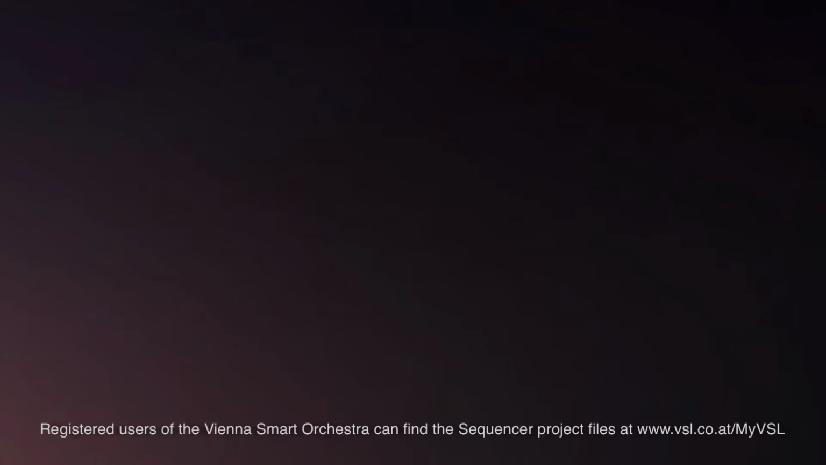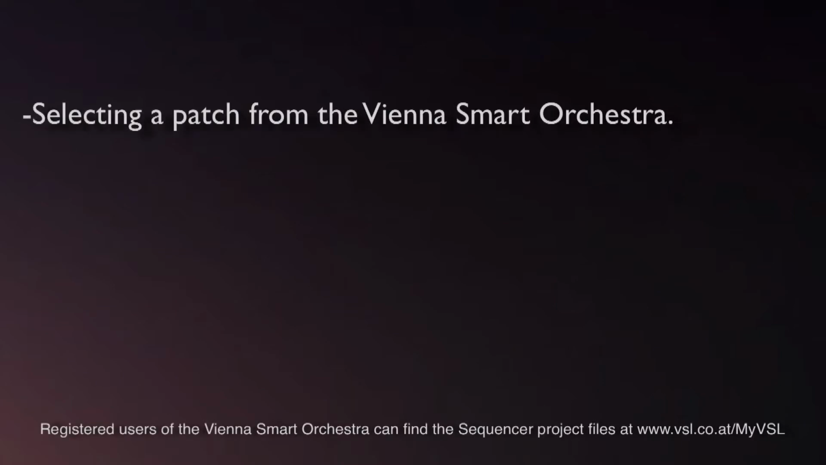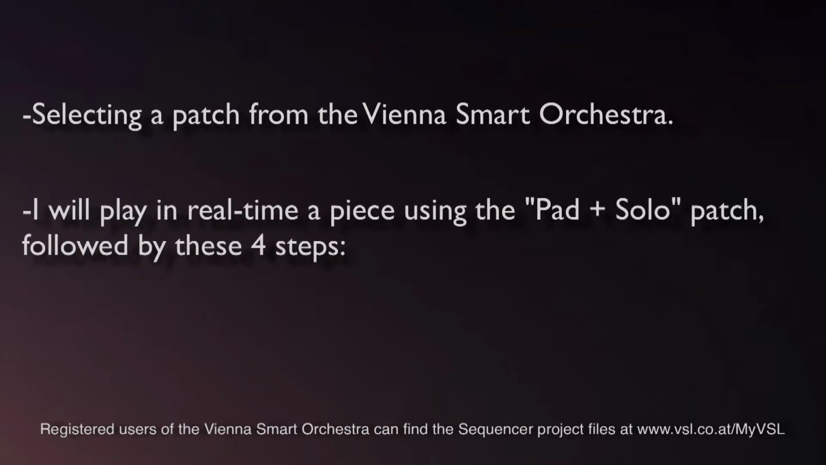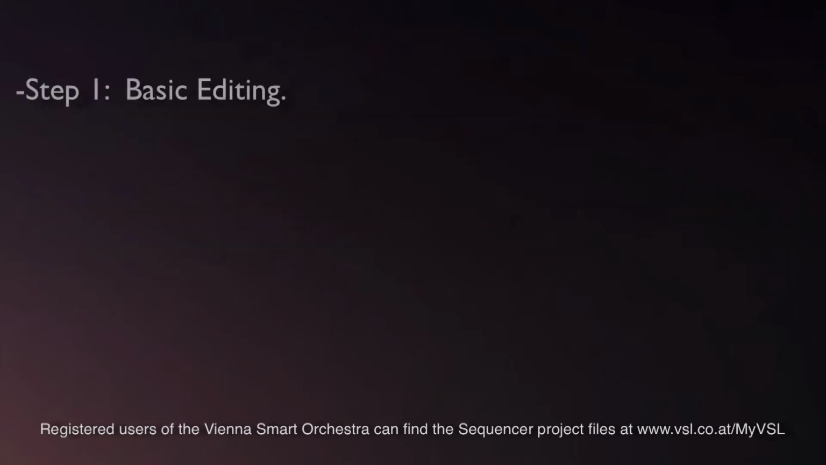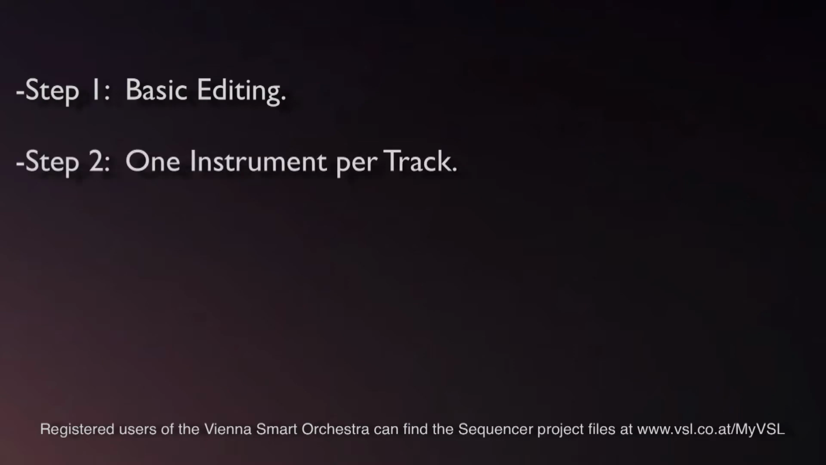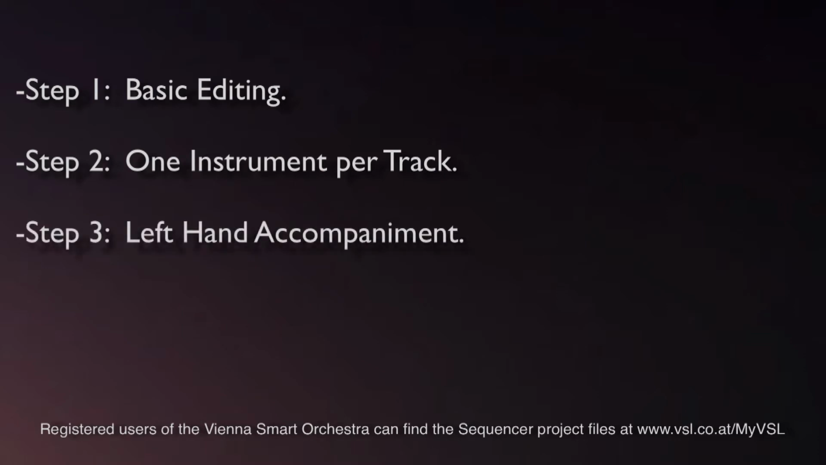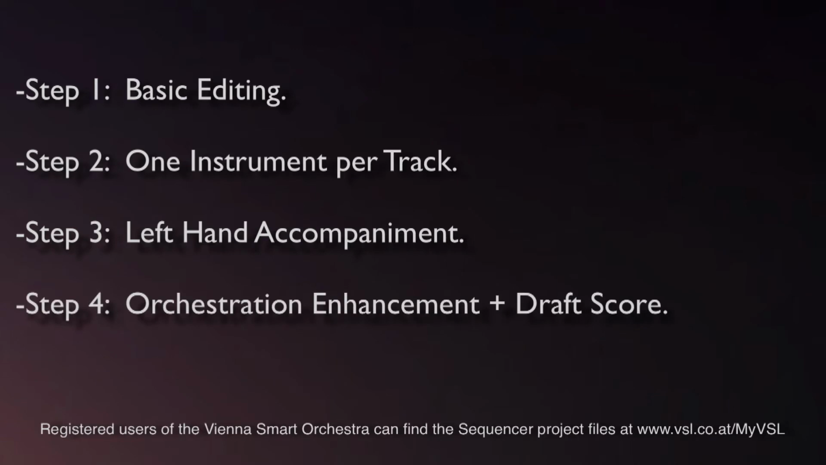The video will be divided into these sections. Selecting a patch from the Vienna Smart Orchestra, playing the piece in real time using the pad plus solo patch, followed by these 4 steps. Step 1. Basic editing. Step 2. Create 1 instrument per track. Step 3. Left hand accompaniment. And Step 4. Orchestration enhancement plus a look at the draft score.